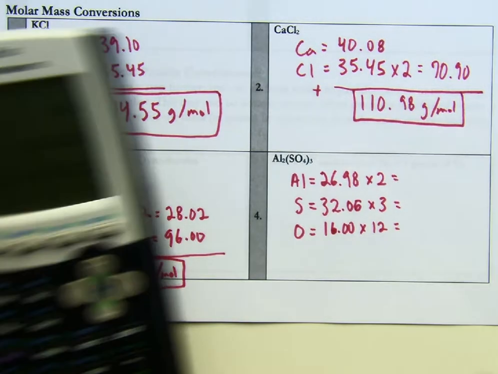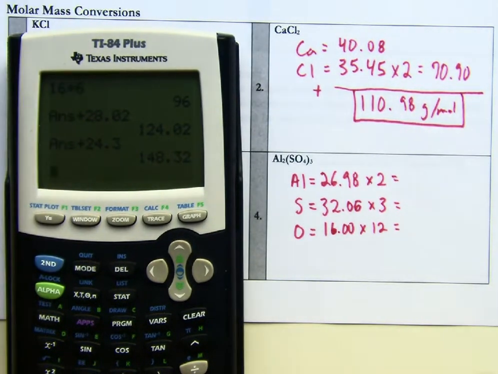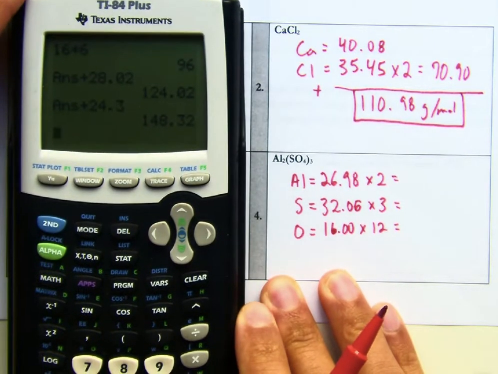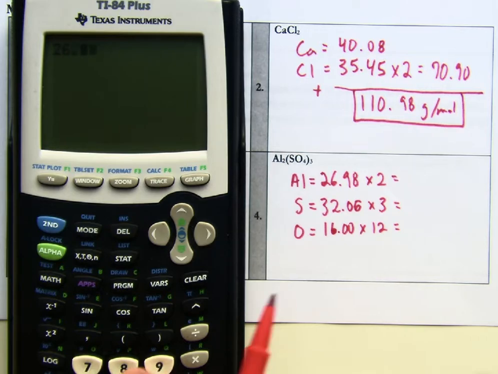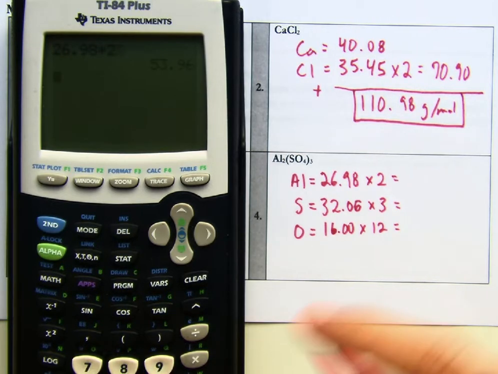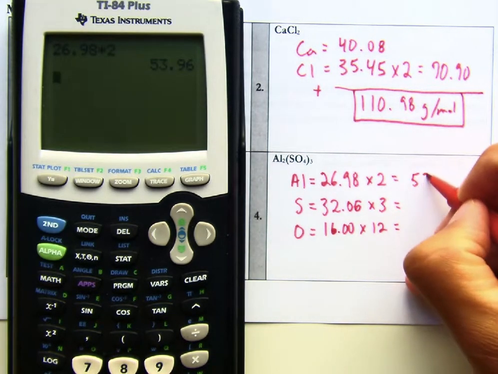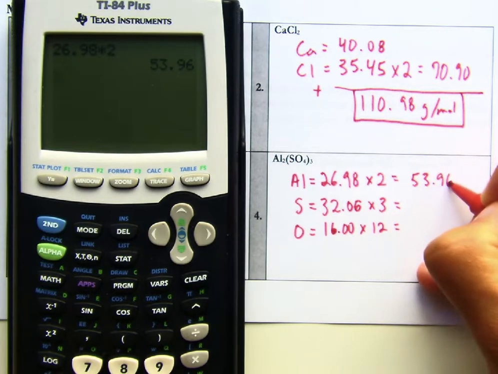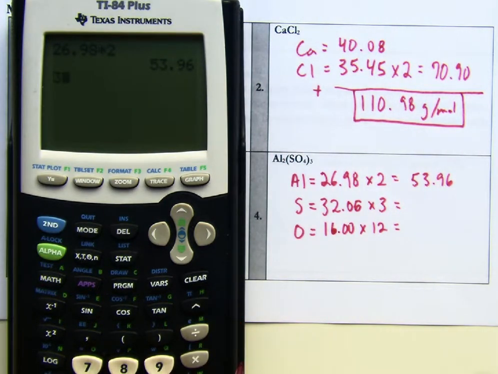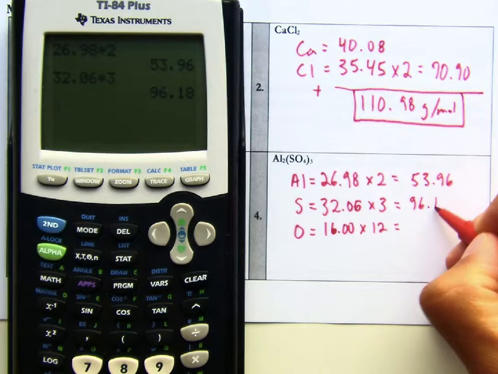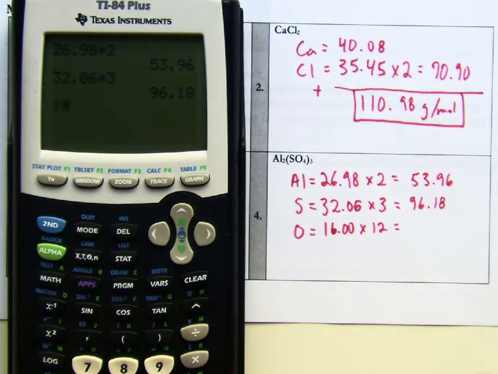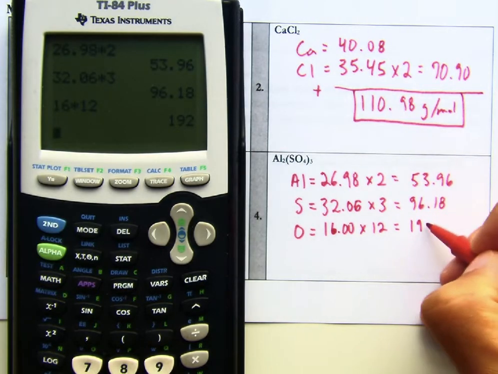So, 26.98 times 2 is 53.96. 32.06 times 3 is 96.18. And 16 times 12 is 192.